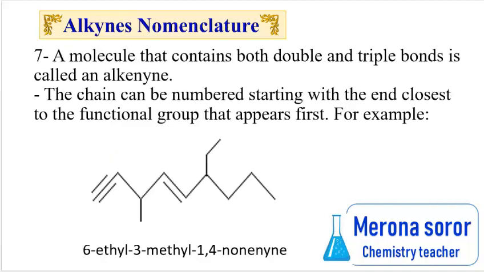Step 5. Substituents containing a triple bond are called alkynyl, for example, 1-chloro-1-ethynyl-4-bromocyclohexane. A molecule that contains both double and triple bonds is called an alkenyne. The chain can be numbered, starting with the end closest to the functional group that appears first, for example, 6-ethyl-3-methyl-1,4-nonenyne.